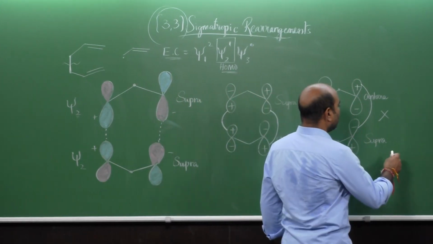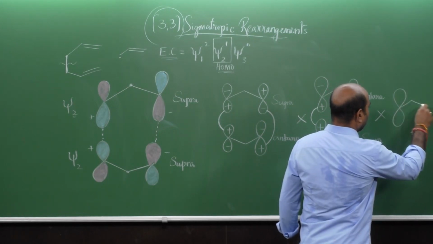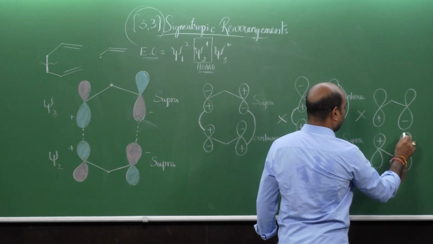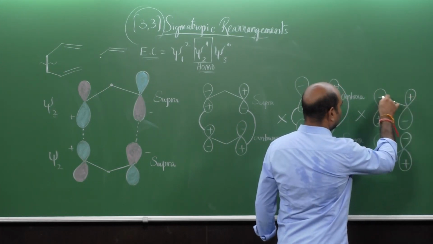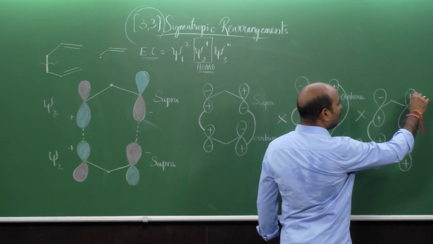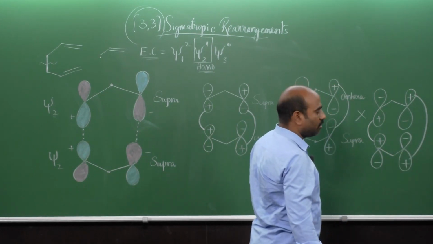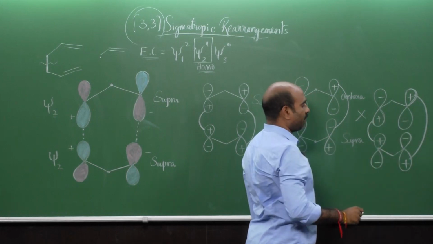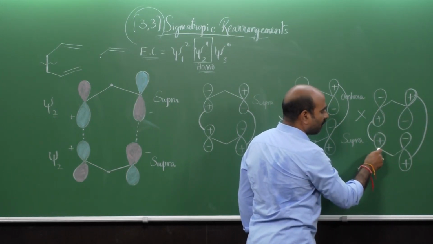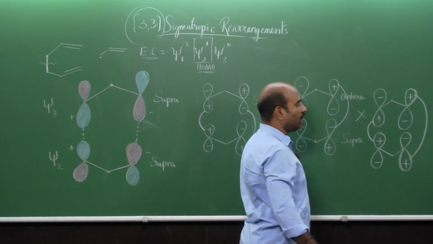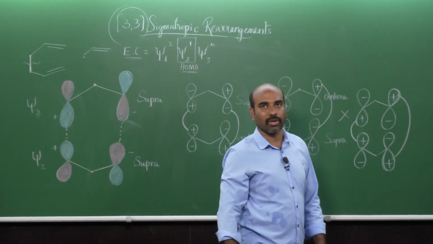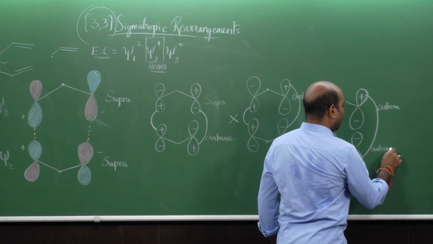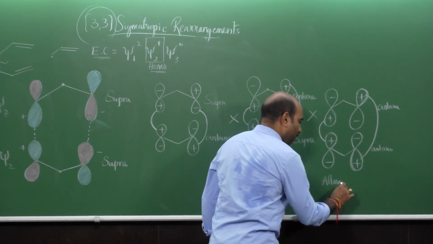So what else we can see is antara and antara partners. So now the first partner is antara and the second partner is also antara. So you see now the first partner has used one lobe from the lower face and one lobe from the upper face, whereas the second partner is also using one lobe from the upper face and the other lobe from the lower face, which clearly indicates it is going to result in the bonding mode of approach. So now the antara as well as antara mode of 3,3 sigmatropic rearrangement is also allowed.